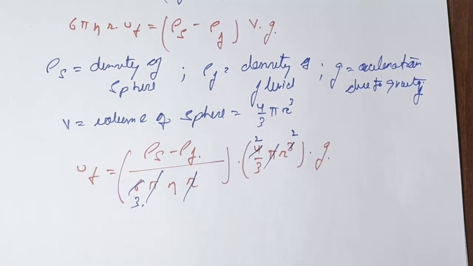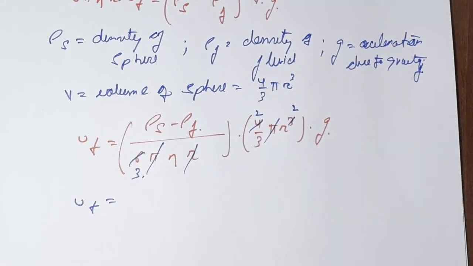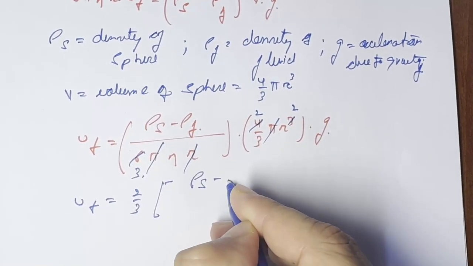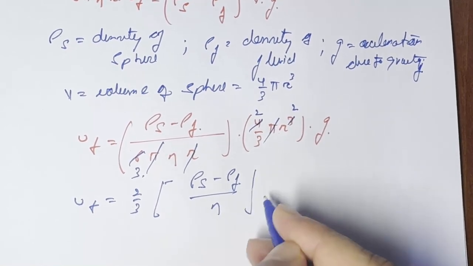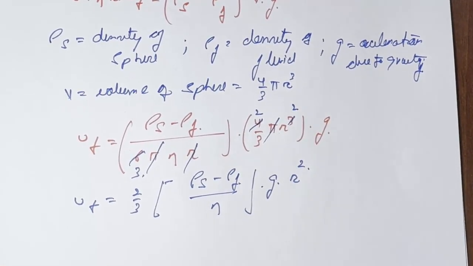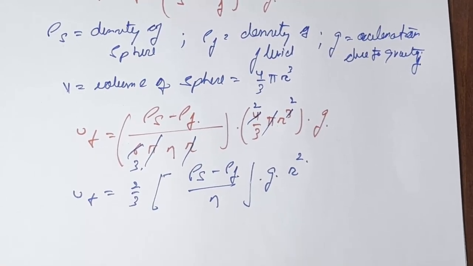So we can write that our terminal velocity Vt will be equal to 2 by 3, rho s minus rho f divided by nu, multiplied by g, and we have here r square. So this is the expression for our terminal velocity, but we are supposed to find out the rate of heat production. Let us denote it by P, then P will be equal to the drag force and the velocity with which the sphere is moving, which is the terminal velocity.